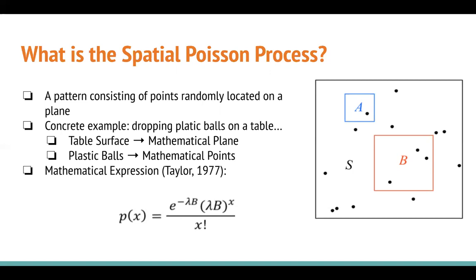In its mathematical expression, B represents the area of a subquadrat, as the one shown in the graph, and lambda represents the point's intensity. Overall, P of x represents the probability that a quadrat with area B will contain x points. This equation is also called the Poisson probability function.